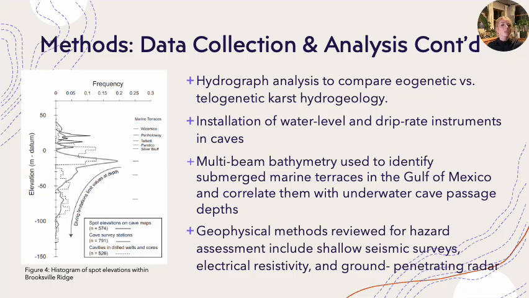Hydrograph analysis was used to compare eogenic and telogenic karst hydrology. Information provided by monitoring water levels during summer season and severe storms helps distinguish the eogenic characteristics of the Florida aquifer in comparison to other karsts. The image on the left is a histogram of elevations relative to the survey passages within Brooksville Ridge. It demonstrates spot elevations and underwater caves and cavities and drilled wells.